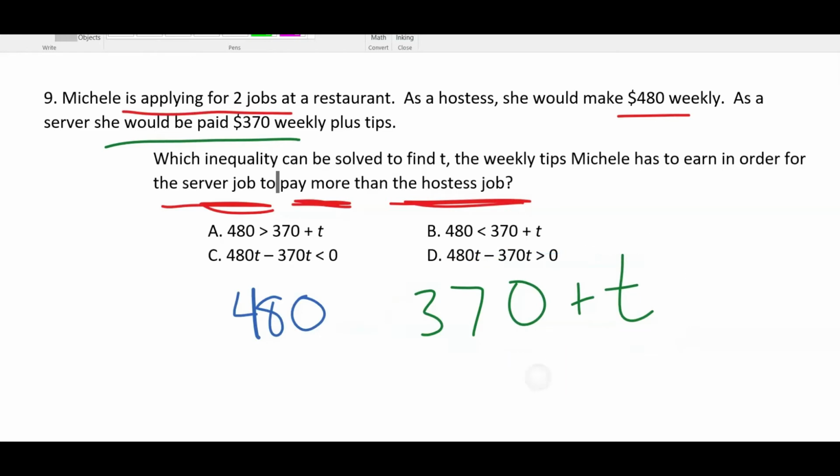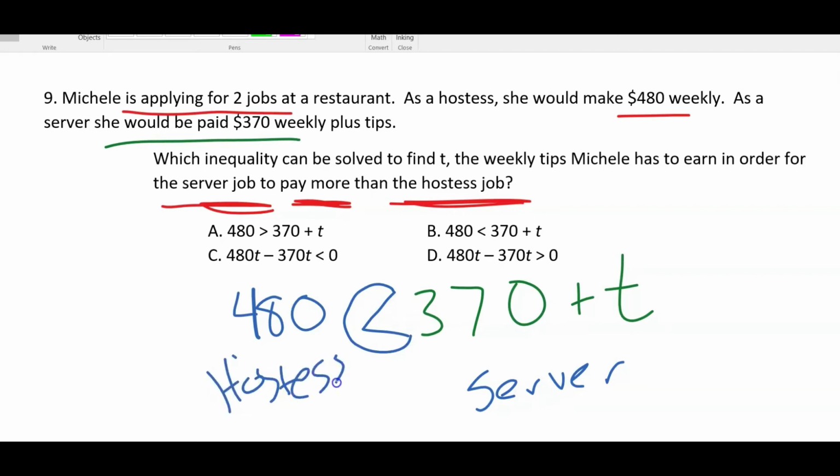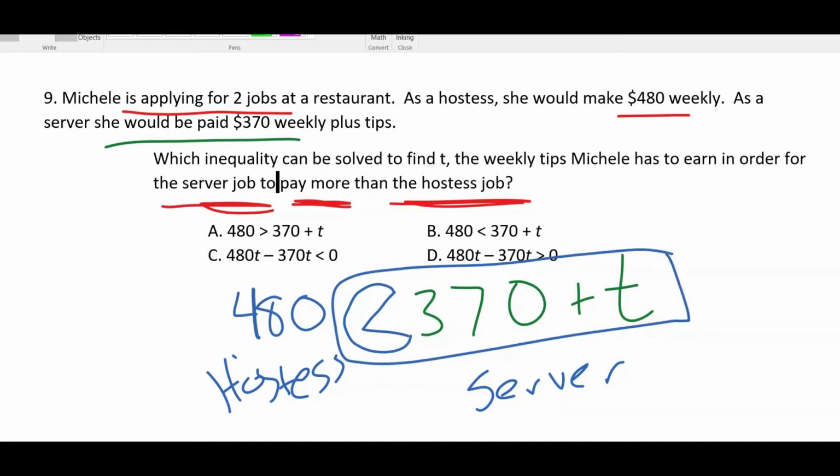So I need to make sure when I look at my inequality, what does it say? It says she wants the server job, which is what this is right here, to pay more, which would be greater than. She wants the server job to be greater than the hostess job. So I need to find the inequality that actually says that. And this is just like what you'll see on the test. There'll be two different jobs. Which one pays more, the hostess or the server? Well, I want the server to pay more, so that's why the server job needs to be greater than the hostess job. So we'll look at the scenarios up here and see which one says that.